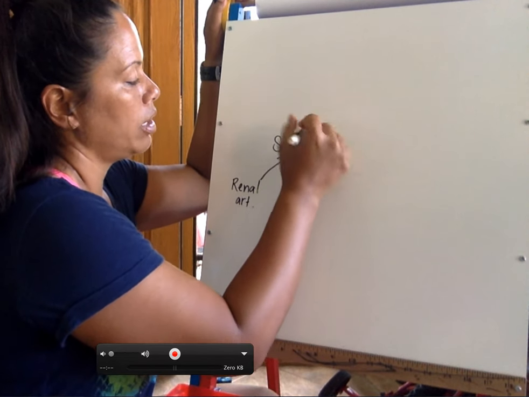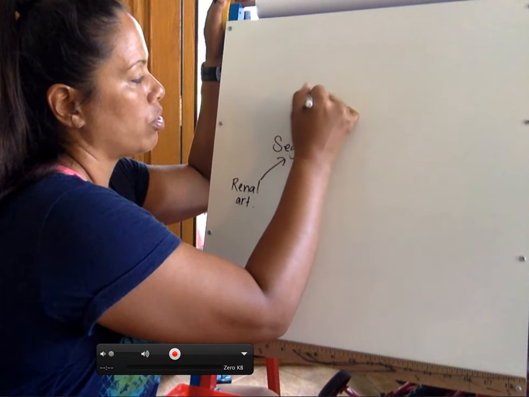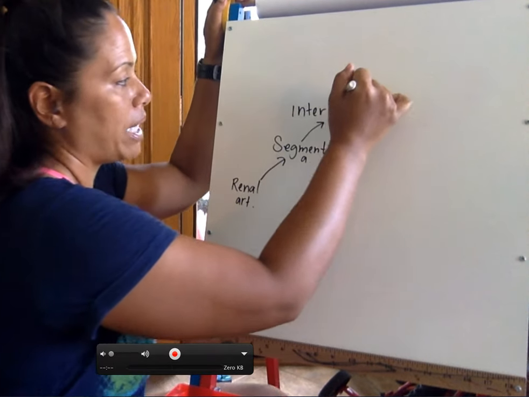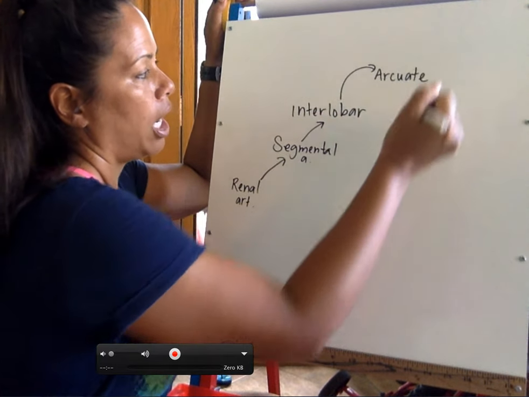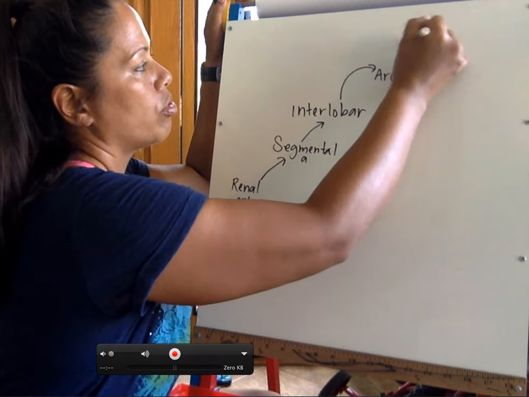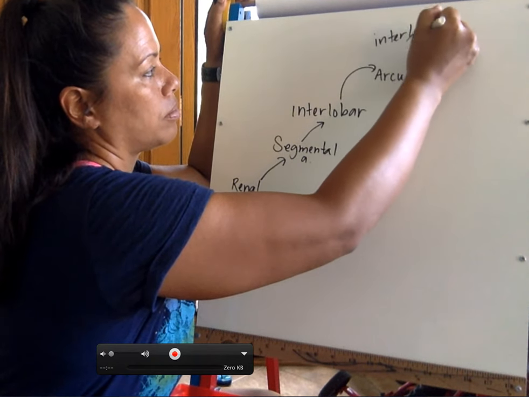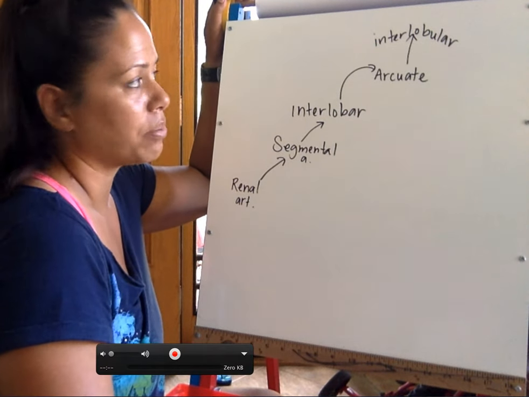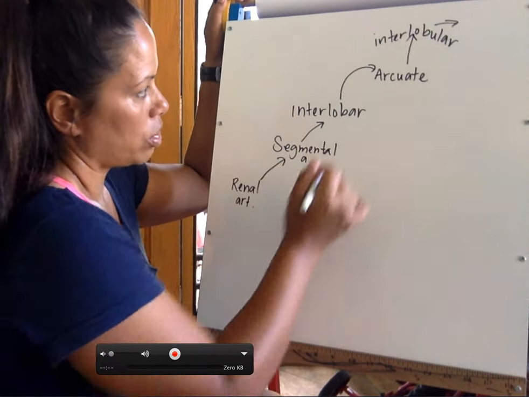From the segmental artery, it goes between the lobes, so we call it interlobar. From there, it makes an arc, so we just call it arcuate. After it makes an arc, it goes between tiny little lobes, so we call those interlobular. Be careful, lobar and lobular look very similar. They're not. From interlobular, so these are all arteries.